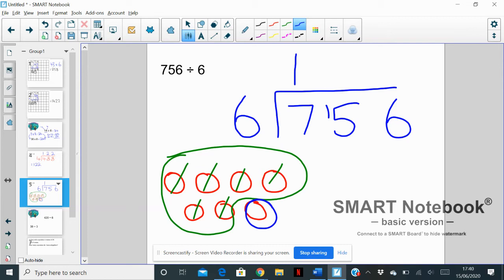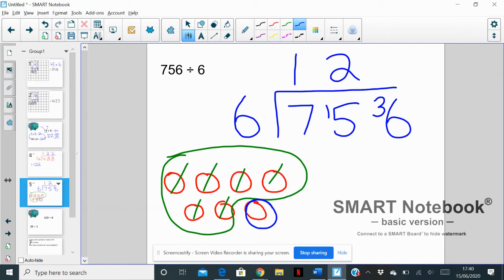6, 12, 18. Now I've gone too far there. So I know that I can get 2 groups of 6, which gets me to 12. And then that means I have 3 left over, which would take me up to my total of 15. So I'm going to regroup the 3 into my ones column.